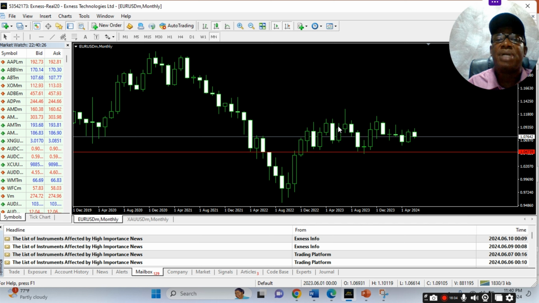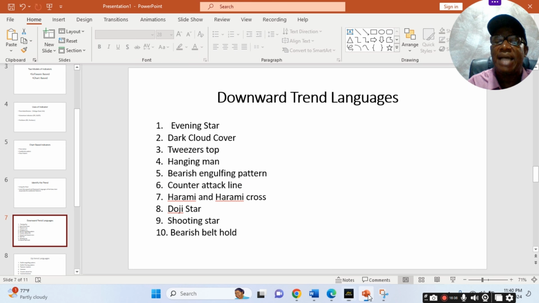So I trade the bearish engulfing pattern and the hanging man. These are the two patterns I trade very well. I understand whenever they form, I know that I have a chance of making 80 to 90% success in that trade.